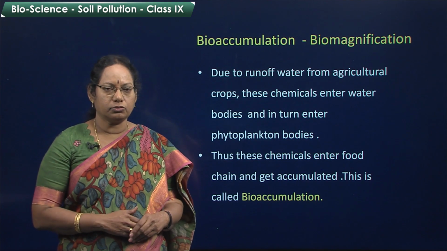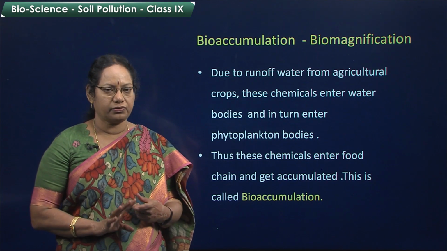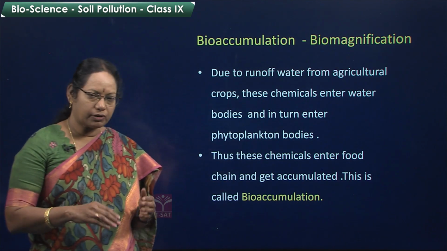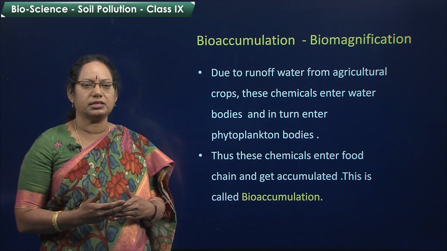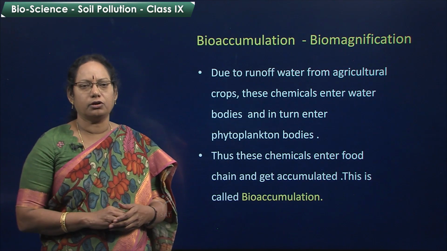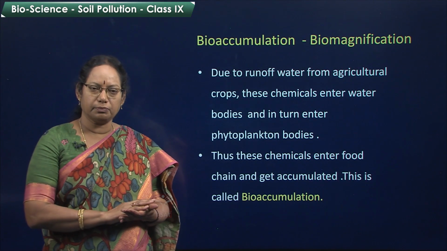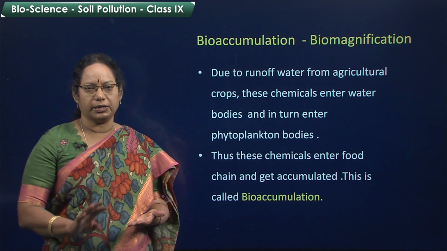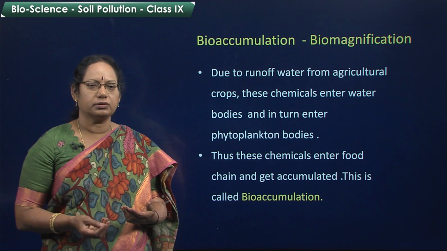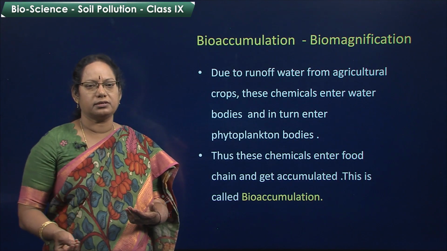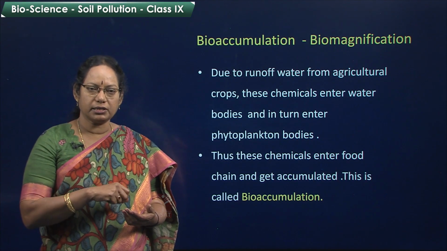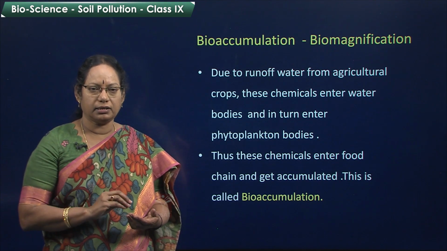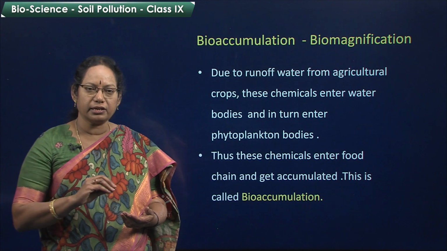We have to learn two terms here, bioaccumulation and biomagnification. What is bioaccumulation? Farmers are spraying much pesticides and insecticides on the crops. So, when rain comes or due to watering the crops, the remains of these chemicals go into the nearby water bodies, and then phytoplankton will take up these chemicals. The chemicals which we have sprayed on the crops are taken into the phytoplankton bodies.